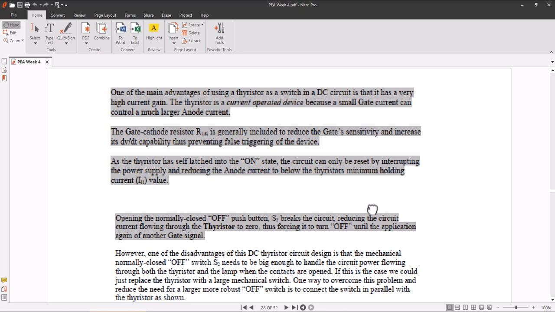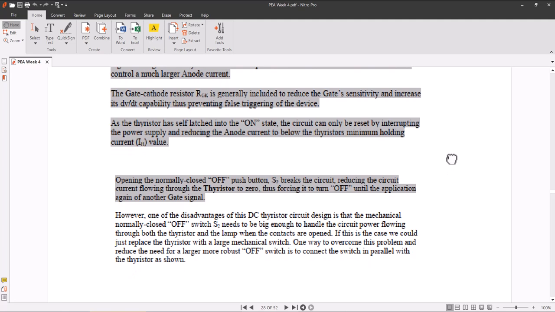As the thyristor has self-latched into the on state, the circuit can only be reset by interrupting the power supply and reducing the anode current to below the thyristor minimum holding current value. Opening the normally closed off push button S2 breaks the circuit, reducing the circuit current flowing through the thyristor to 0, thus forcing it to turn off until the application of another gate signal.